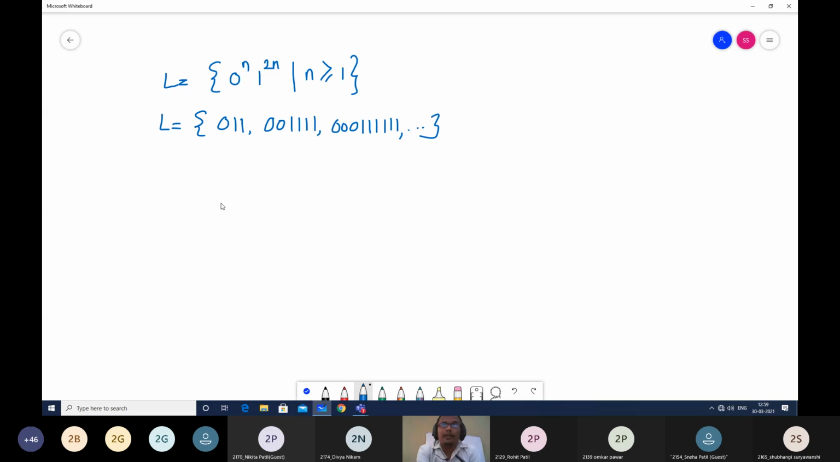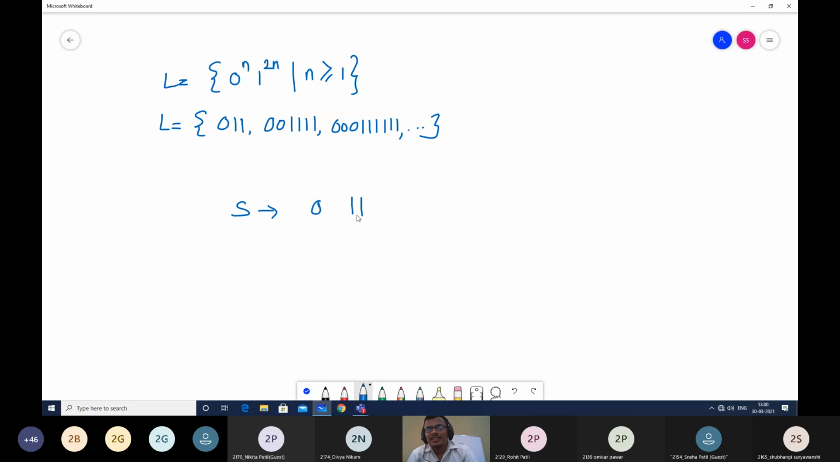Correct. Now the value of n we know is greater than or equal to 1, so we will prefer having two non-terminals, right? So when I write the pattern, for every 0, how many 1s do I need? I need two 1s.